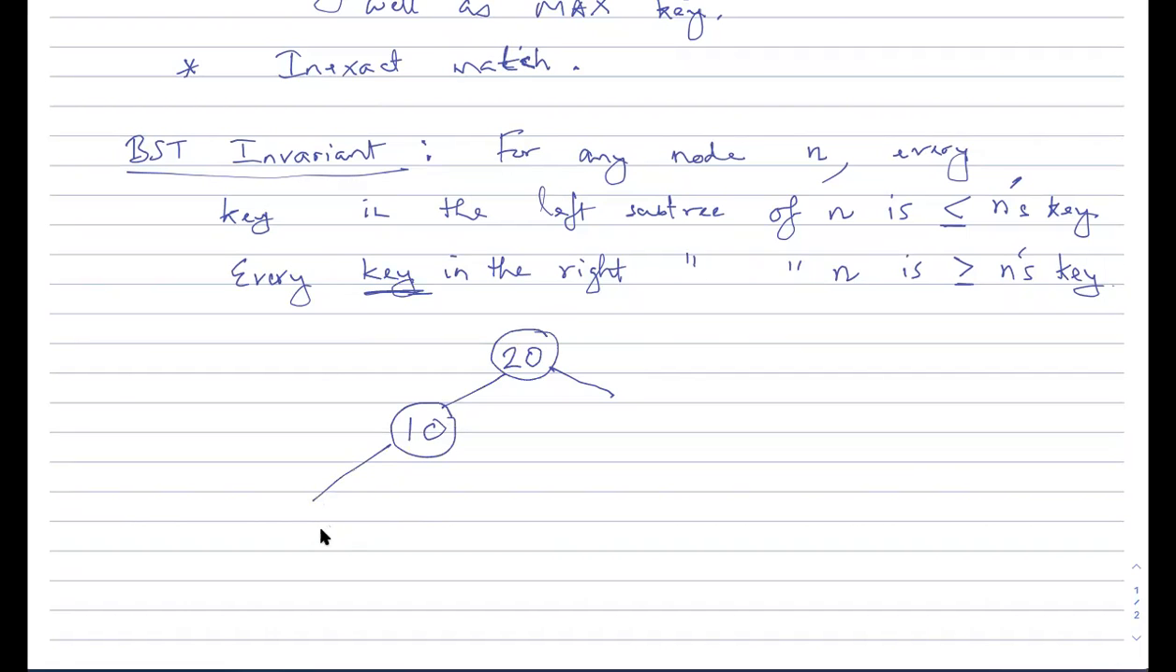Okay, on the left side of 10, what can we put? Maybe we can put 4, because 4 is less than 10. On the right side, I have to put something which is greater than 10. So can I put 50 here? Because it is greater than 10.